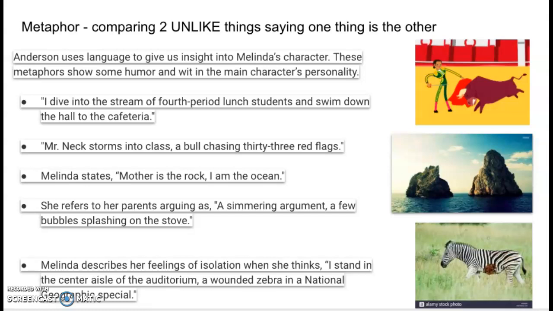And I find this interesting to make the comparison of herself to the zebra. But she recognizes that she's wounded and injured. And we also know now that this is true based on the trauma that occurred to her. But the final part, and the part that I really like, is the part where she says she's in a National Geographic special, because this really signifies that she feels like she's on display for everyone to see her suffering.